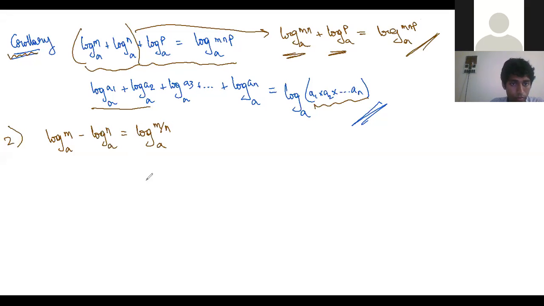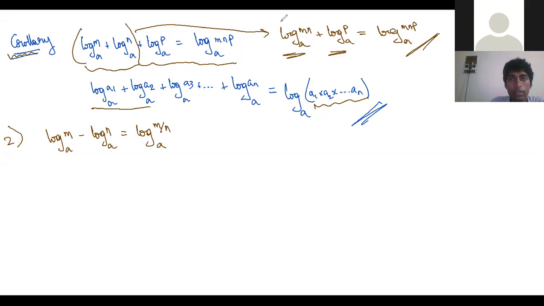Means in the last step you took log a as common, right? It is not common, but everything is multiplied. In logarithm, if all the bases are same, then all the arguments are multiplied.